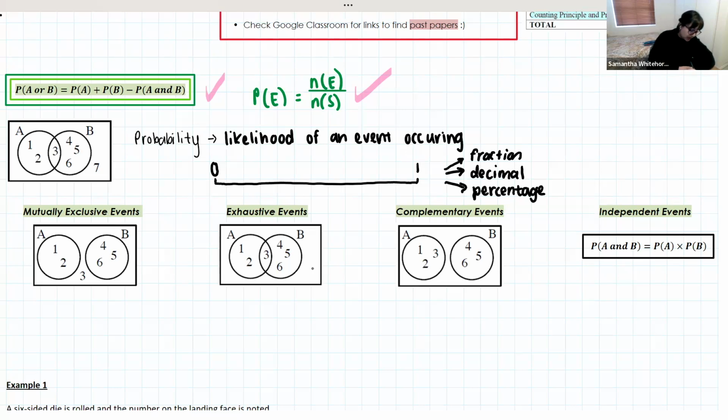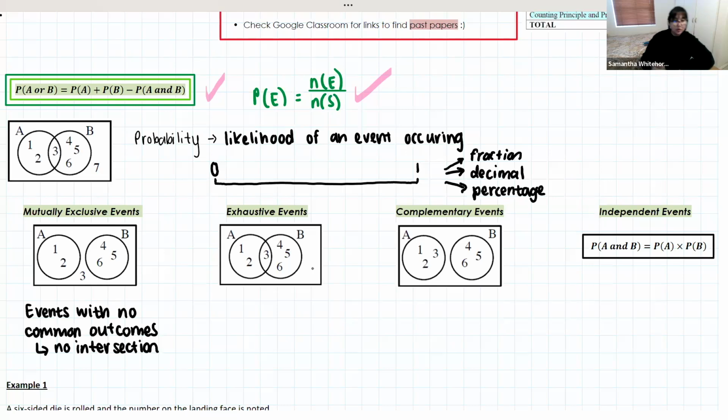Now, mutually exclusive events are events that have no outcomes in common. Now, we can see that in our Venn diagram because there is no intersection between our events. No common outcomes. So if you were to look at a Venn diagram and you saw that the two circles did not intersect or did not overlap with each other, you then know that they are mutually exclusive.